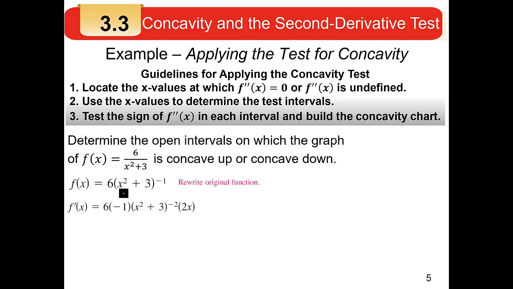So you got minus 1 times 6, write the base down, drop the exponent by 1, minus 1 is minus 2, and then you come back and you multiply by the derivative of the base, which is the 2x. Simplifying that a little bit and changing it back to a positive exponent, the negative 6 times the 2x will be negative 12x in the numerator, and if you take that negative exponent and drop it into the denominator, you'll get the quantity x squared plus 3 squared.